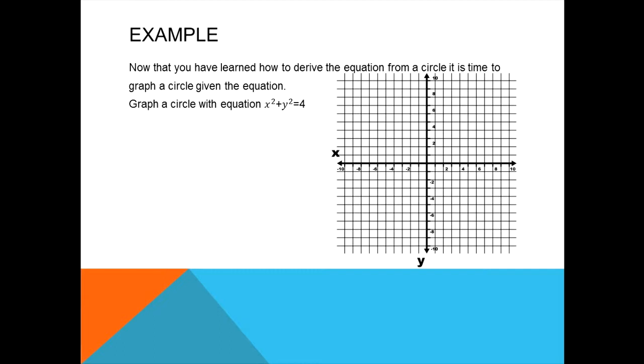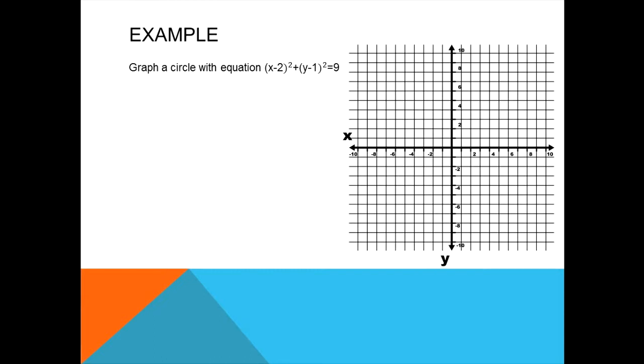On our next example, now that you've learned how to derive the equation from a circle, it is time to graph a circle with the equation. Graph a circle with equation x squared plus y squared equals 4. Now you've probably seen this in the past, so I'm sure you guys can do it. Pause the video if you feel like you can do it. I'm sure you can, and we'll be moving on with the answer now. As you can see, it's quite small. It starts at the origin basically, and has a radius of 2.